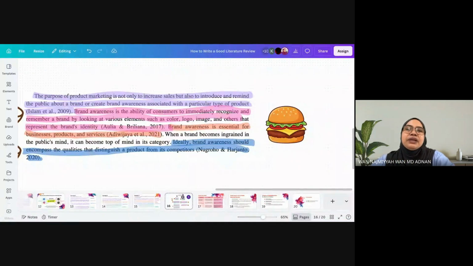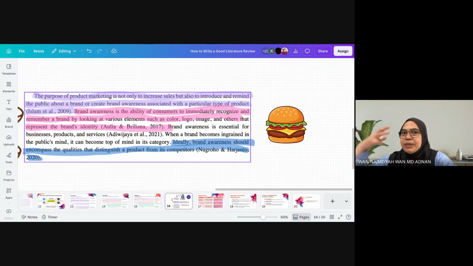Brand awareness is the ability for consumers to immediately recognize and remember a brand. Okay, good. Who said that? Alia and Briliana. Okay, good. Brand awareness is essential for business, product and services. Who said that? Adi Wijaya. Okay. When a brand, but this is not against the idea, yeah? This is the same idea. This is still pink. This is not orange, it's still pink because it's still under the similarities. When a brand becomes ingrained in the public's mind, it can become top of mind in its category. Okay, if you accept that, fine, but it's still in pink.